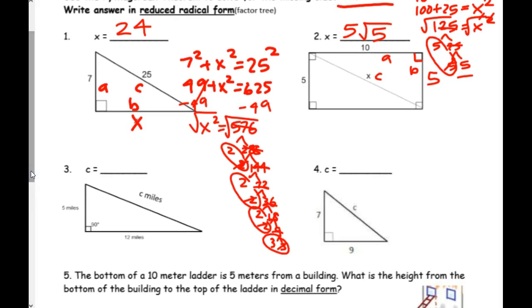Down here, we got A, B, and C. So 5 squared plus 12 squared equals c squared. Now, if you remember your Pythagorean triples, 5, 12, 13 is a Pythagorean triple. But if you write this out, you get 169 equals c squared. And if you do the factor tree of 169, you get 13 and 13, which is just 13.